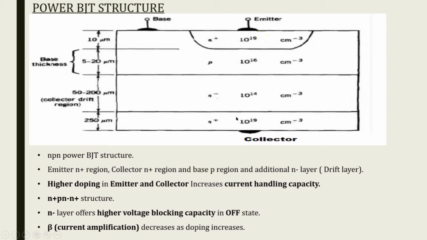Okay, and also here, when compared to a normal BJT, which has an NPN structure, you see one additional layer is there, an N minus layer. The purpose of this N minus layer, as we have already seen in the power diode, is to have more depletion region in the case of reverse bias, so that it can handle higher voltage blocking capacity in off state.